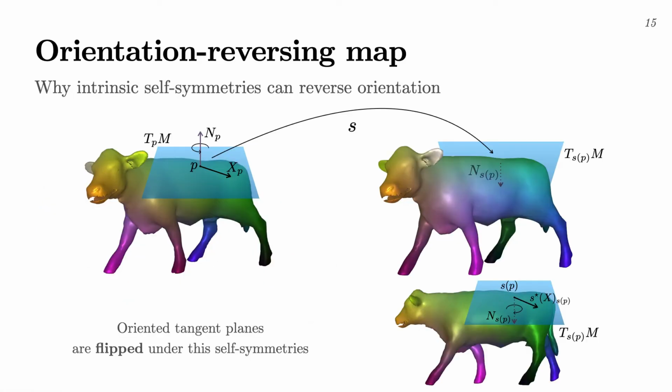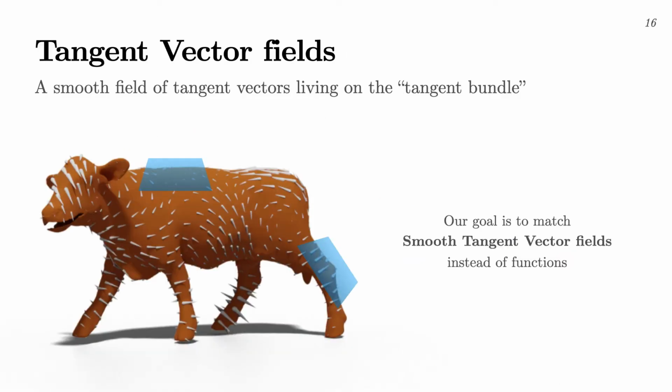Now, we can explain a bit more why we said earlier that our left-right symmetry was orientation reversing. Well, it's simply because it flips tangent planes, changing outer normals into inner normals, and thus reversing orientation globally on the shape. So, tangent bundles are oriented.